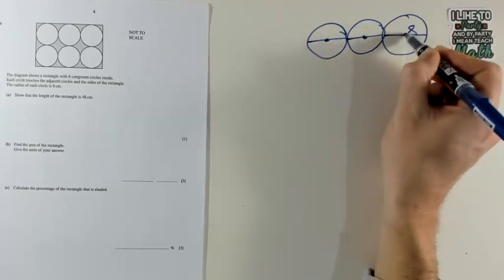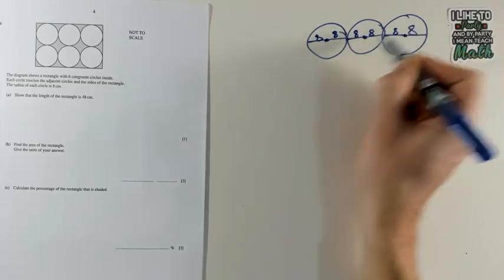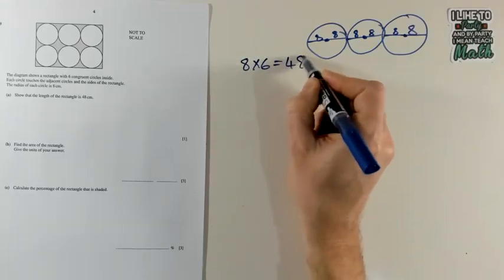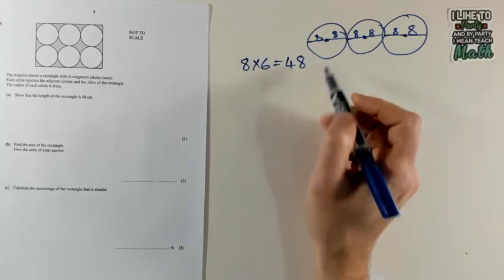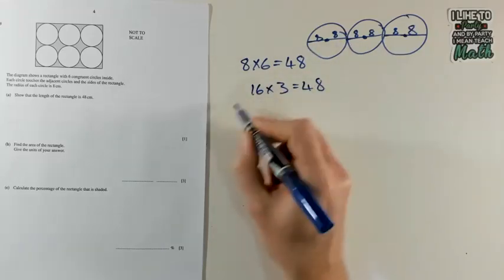There are going to be 6 radii, so 8, 8, 8, 8, 8. So I can just show that 8 times 6 is going to be 48. That's maybe one way of doing it, or something like, okay, 8 plus 8 is 16, so 16 times 3 is going to be 48, anything like this.